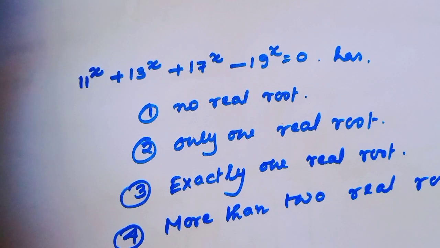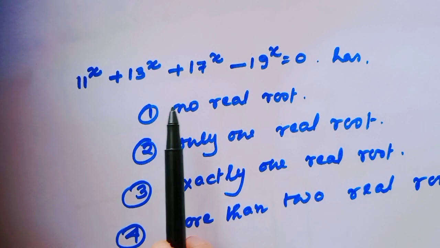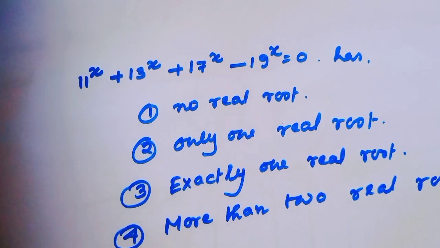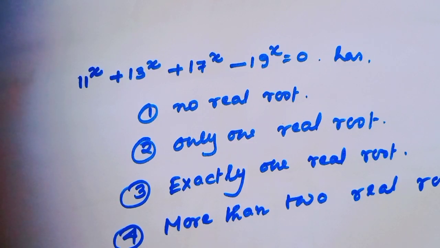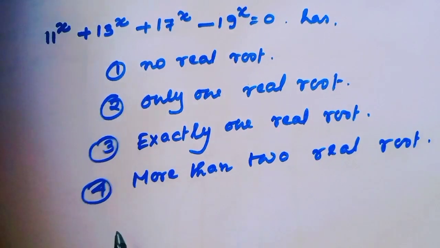The question is: the equation 11 to the power x plus 13 to the power x plus 17 to the power x minus 19 to the power x equal to 0 has option 1, no real root; option 2, only one real root; option 3, exactly one real root; and option 4, more than 2 real roots. Let's try to prove the question.